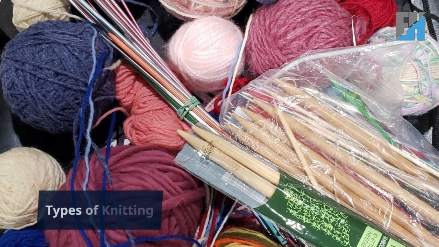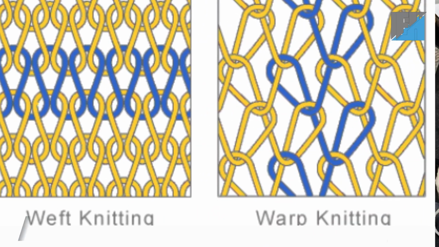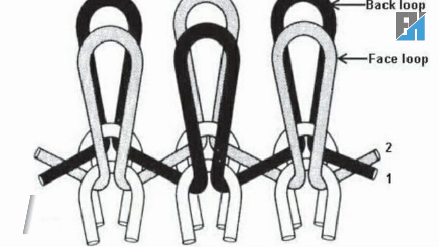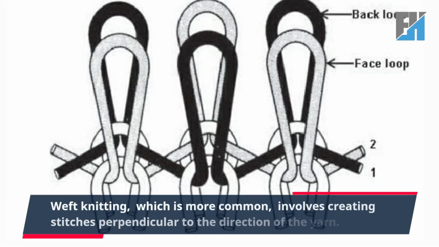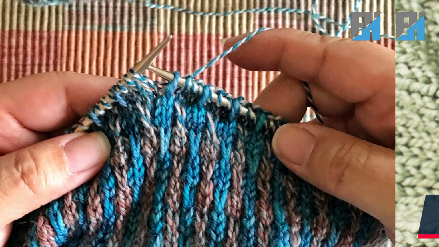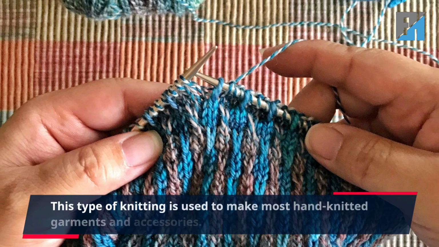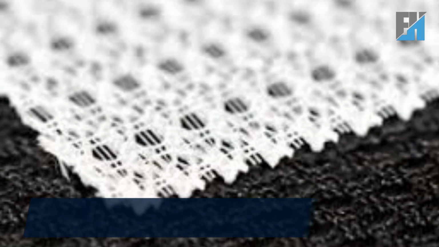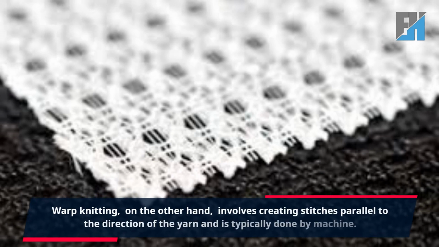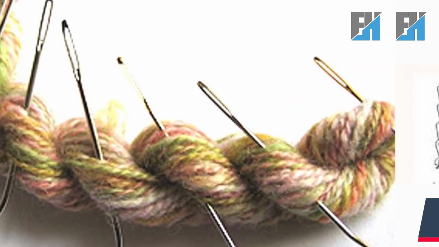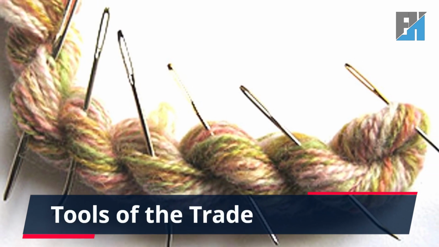Types of knitting. There are two main types of knitting: weft knitting and warp knitting. Weft knitting, which is more common, involves creating stitches perpendicular to the direction of the yarn. This type of knitting is used to make most hand-knitted garments and accessories. Warp knitting, on the other hand, involves creating stitches parallel to the direction of the yarn and is typically done by machine.